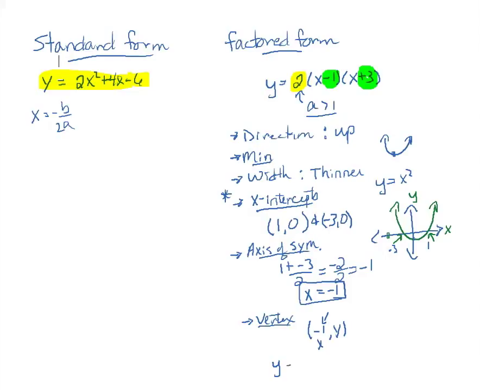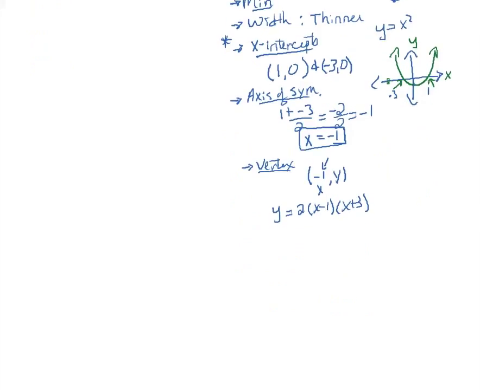So our original equation is y equals 2(x minus 1)(x plus 3). I'm going to just move my paper down. And now we'll substitute in our x value of -1. So anywhere we had x, we put in a -1 value.